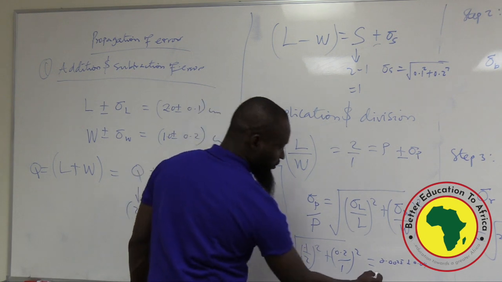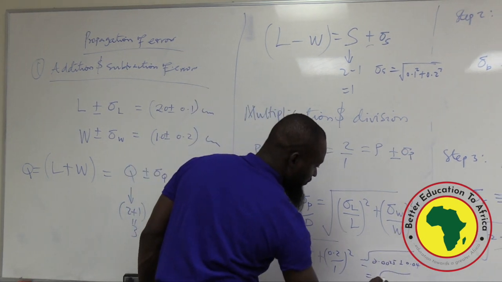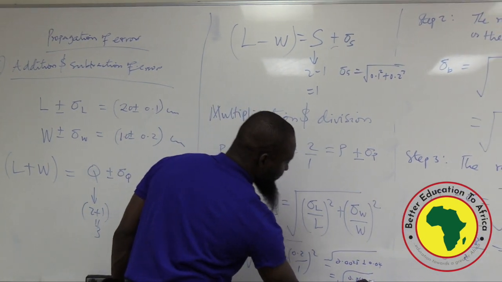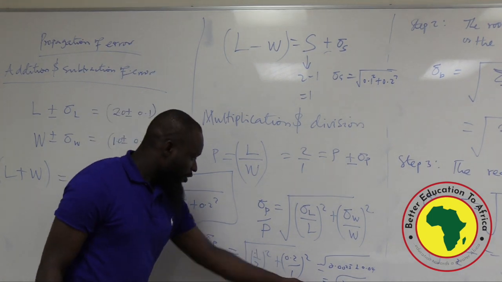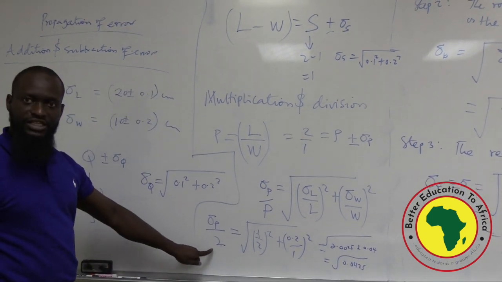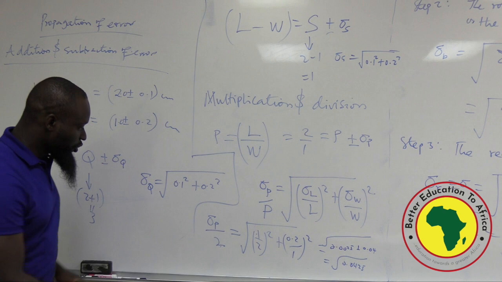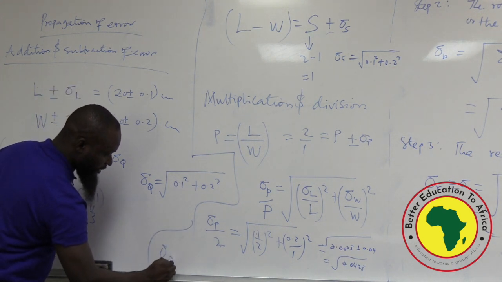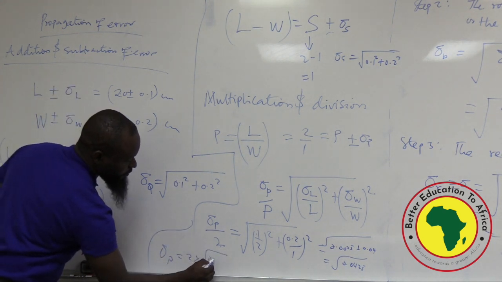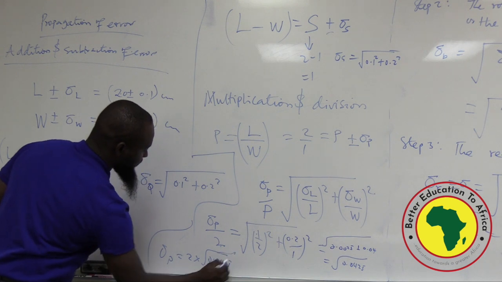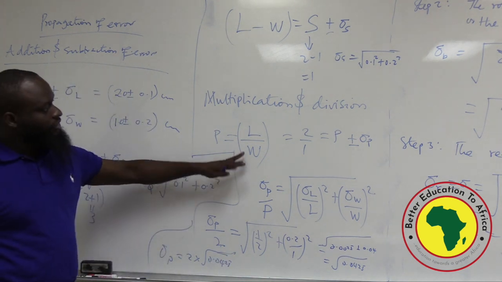Okay? So this is square root of 0.0425. Okay? That number will multiply 2, because there's a 2 here. Don't forget, so my error in P will be 2 times square root of 0.0425. That is what I will put as a plus or minus to the division.